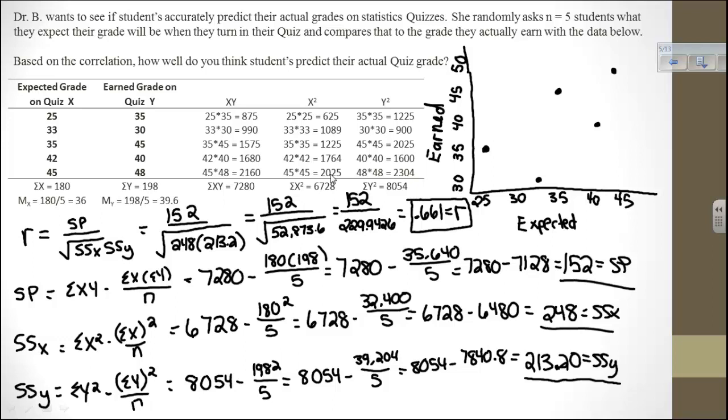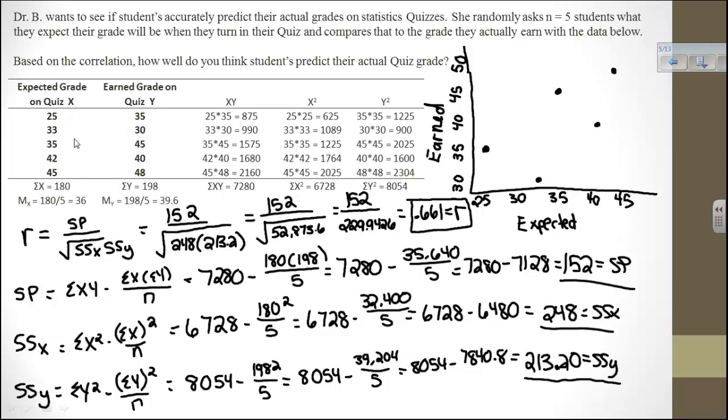So this is a strong positive relationship, but the main thing that I want to point out, because this is all about regression, is that we know the correlation is not equal to 1. So there is going to be some error in our regression equation. In other words, we're not going to expect the predicted y value to be equal to the actual y values for all of these x values. And conversely, we're not going to be able to predict with 100% certainty, based on this data, what somebody's earned quiz grade will be based on their expected quiz grade.